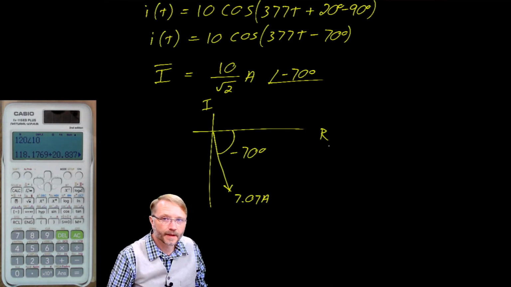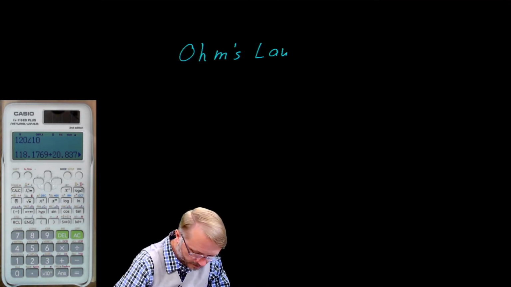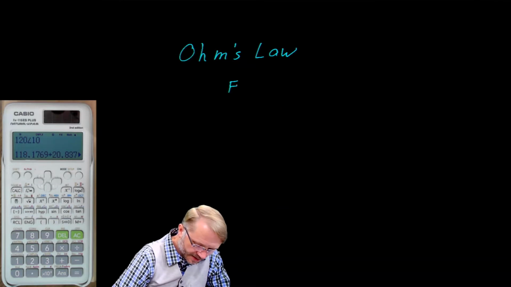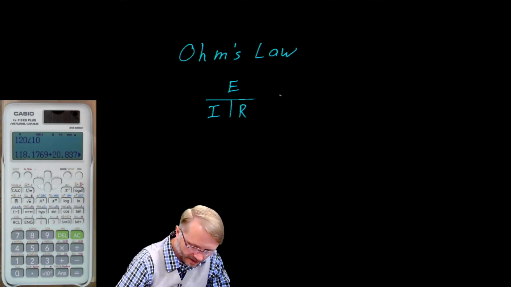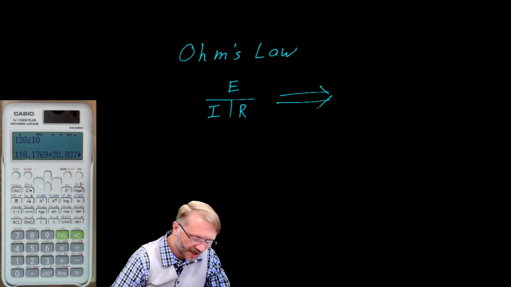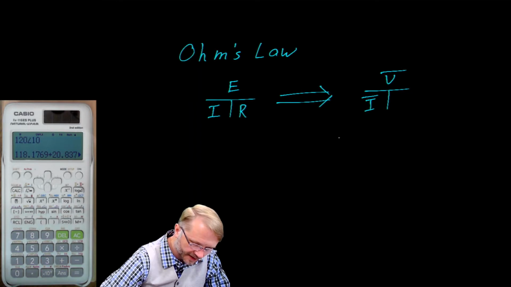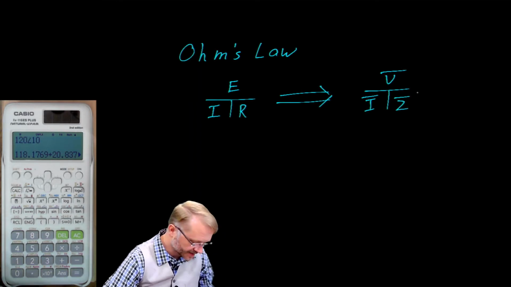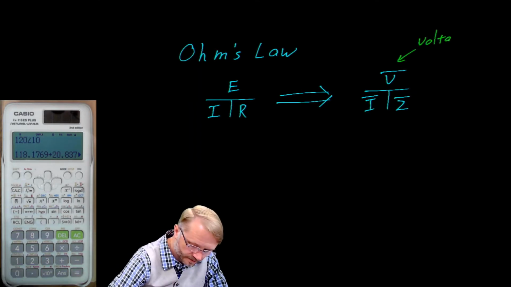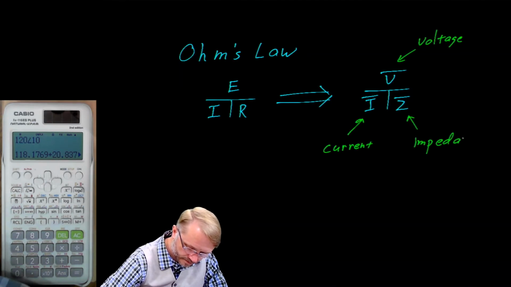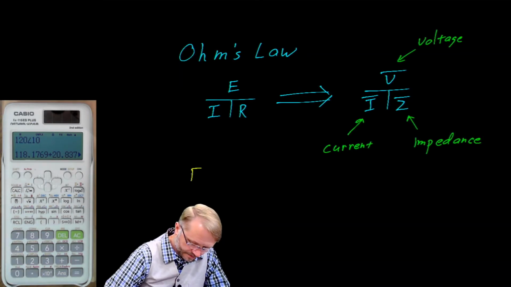All right, moving on, let's talk about Ohm's law. In DC, we said that the voltage is a current multiplied by a resistance. In AC, this changes form, and we now talk about a voltage vector equal to a current vector multiplied by an impedance. Here's an example.